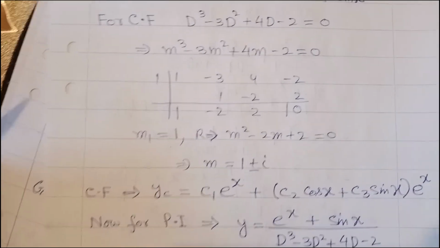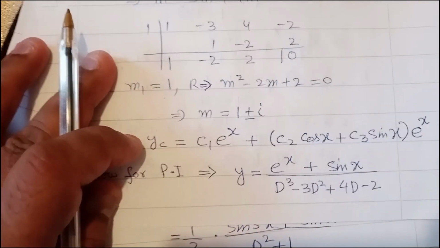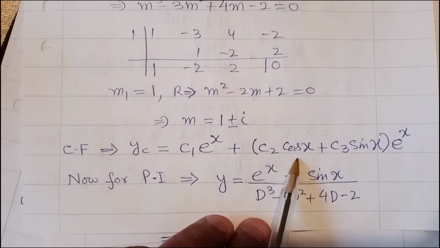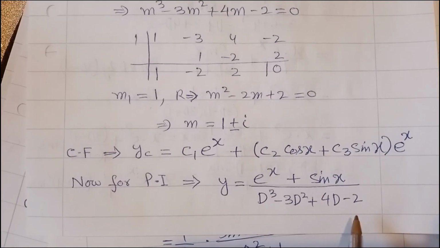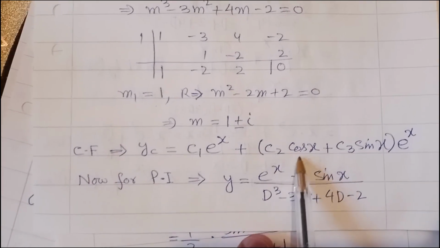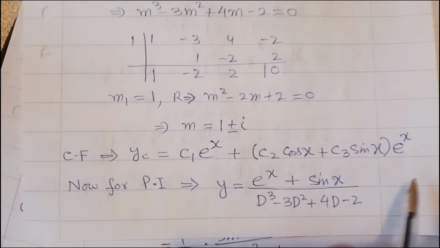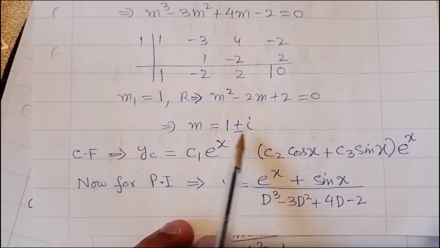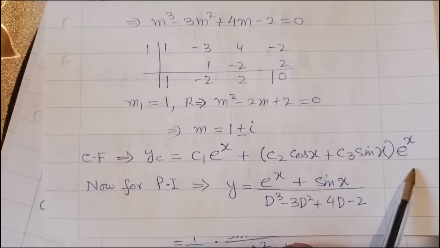So here we can write the complementary function yc = c1 e^x + (c2 cos x + c3 sin x) e^x. According to the rule, we write (c2 cos bx + c3 sin bx) e^(ax). Here the values of a and b are both 1. So that will be (c2 cos x + c3 sin x) e^x.